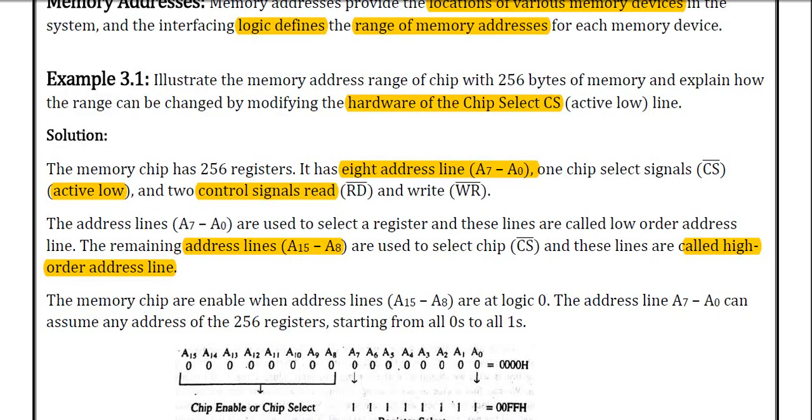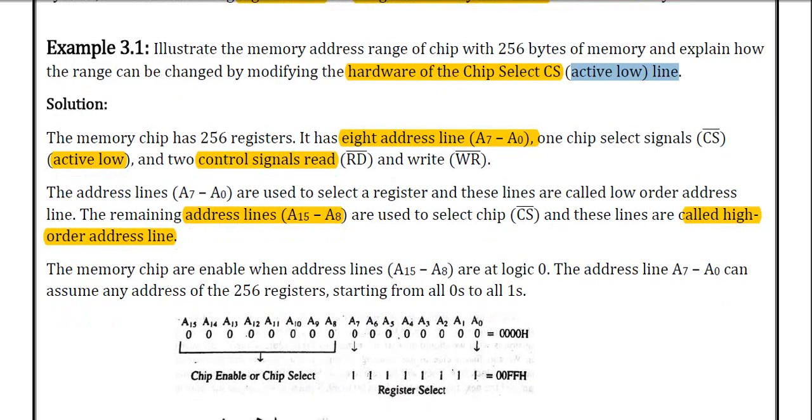Illustrate the memory address range where the chip with 256 bytes in the memory, and explain how the range can be changed and modified. The hardware chip selection, which is known as the CS function, is always active low for the line. That means when the voltage is low, then it will become active.